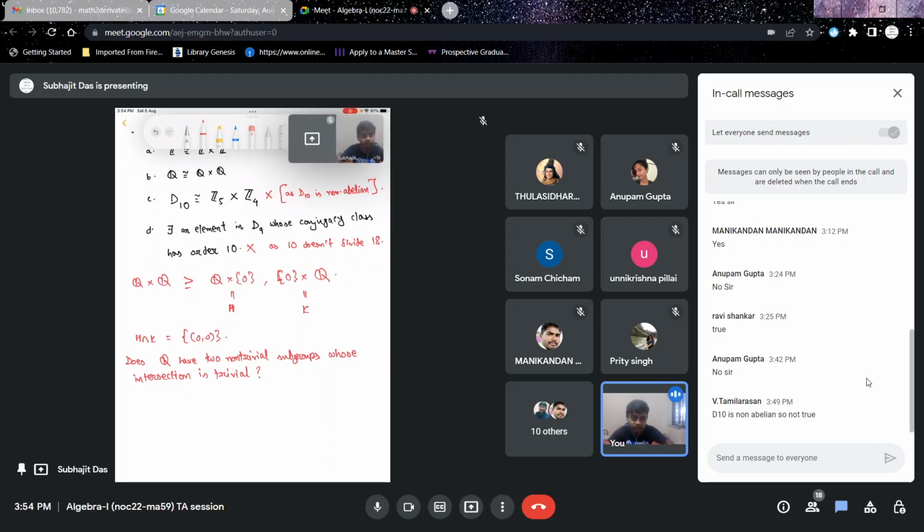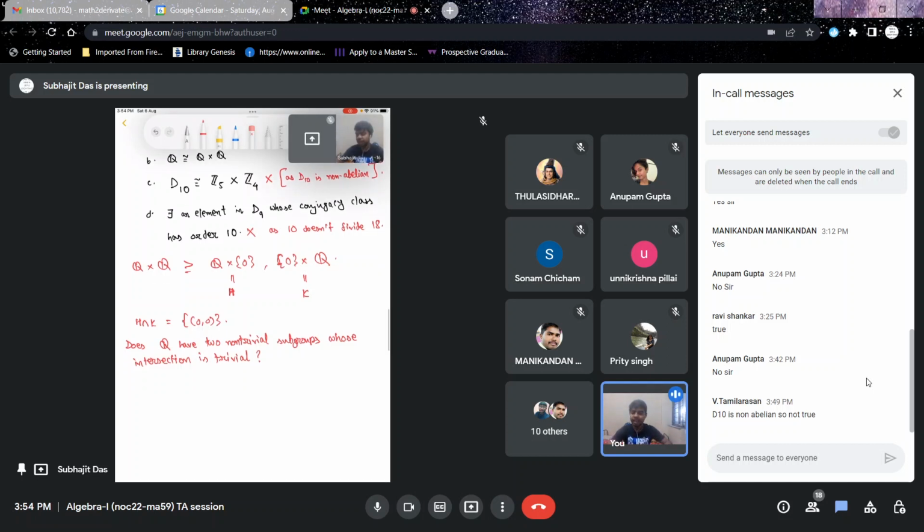But this is what I am asking. Does Q actually have two non-trivial subgroups whose intersection is trivial? In other words, if A and B are two subgroups of Q which are non-trivial, can it be the case that their intersection is trivial? What do you think?